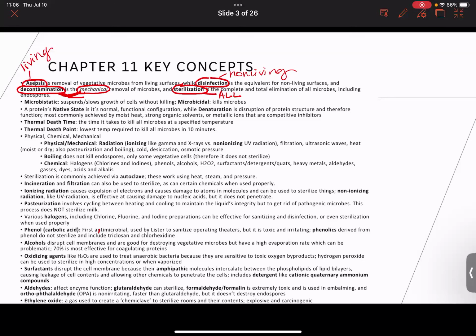So that is a living surface, but decontamination, if it's using mechanical means to remove something, then it is decontamination. Whether it's a living or non-living surface doesn't matter, but if it's a mechanical physical removal. Another more obvious example of decontamination will be filtration. So you're physically removing the microbes from media or from a liquid or something like that, or from the air. So that's decontamination. Decontamination is physical removal of the microbes.